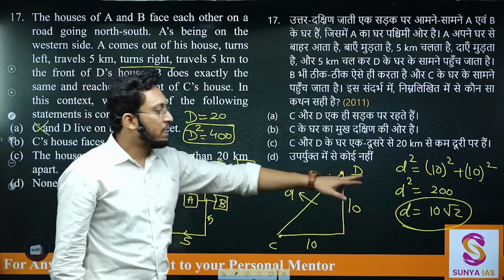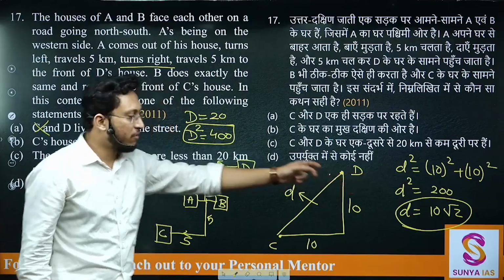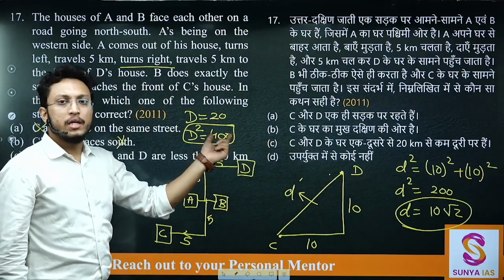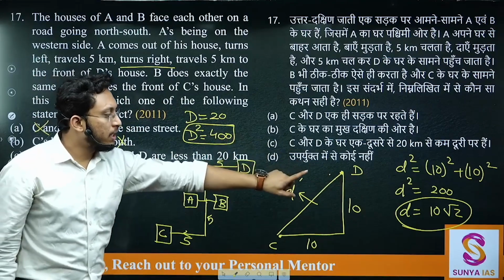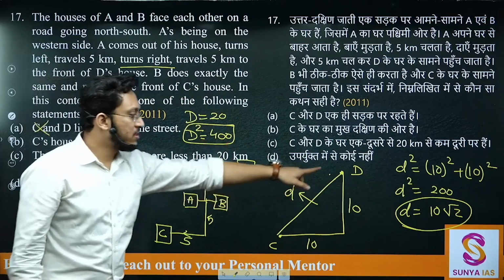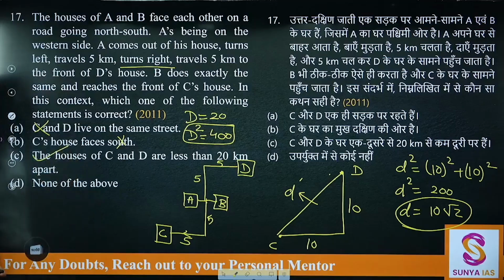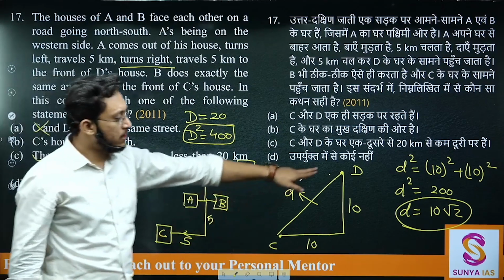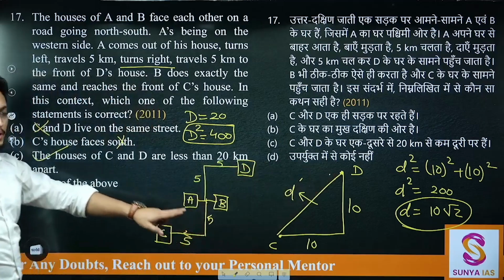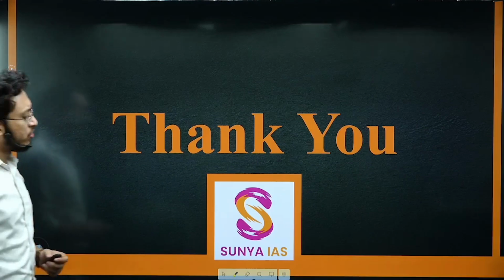Because if it were bigger than 20 or equal to 20, then D square would have been 400 or bigger, but clearly it is only 200. It is less than this. That means this distance D is less than 20. So the houses of C and D are less than 20 kilometers apart. We are taking this as the shortest distance, and this distance comes out to only 10 root 2. Fine. This is all.